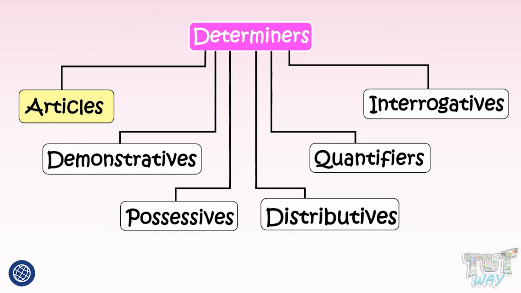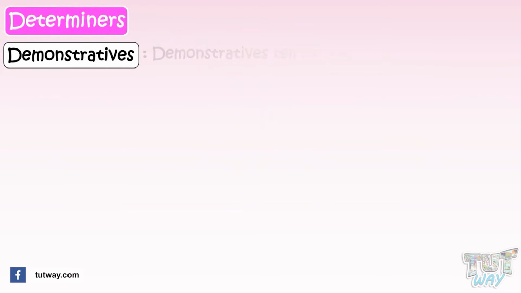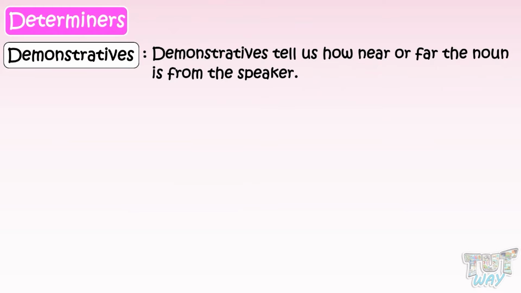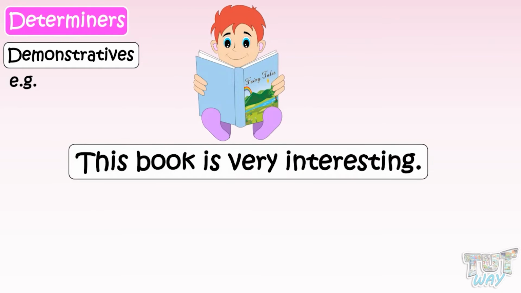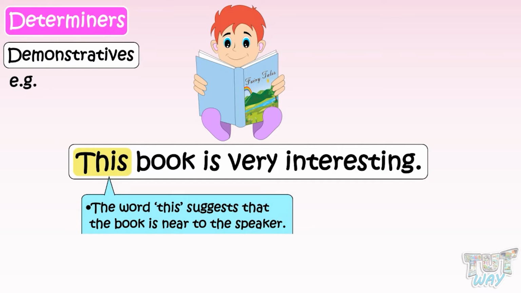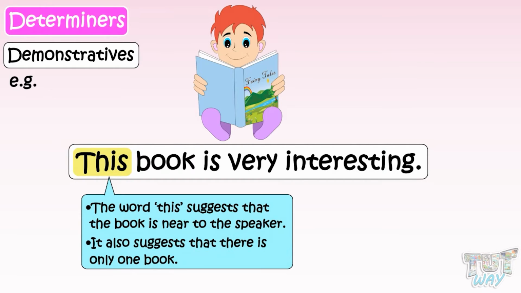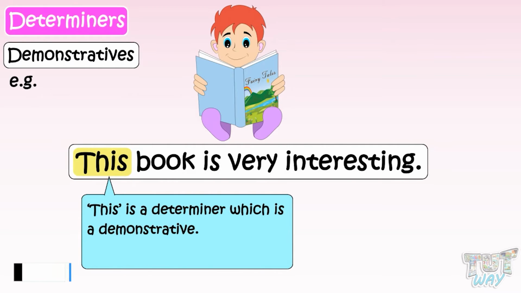Now let's learn what is the second category of determiners, and they are demonstratives. Demonstratives tell us how near or far the noun is from the speaker. For example, this book is very interesting. The word this suggests the book is near the speaker. It also suggests that there is only one book, as this is used for a singular noun. So, this is a determiner, which is a demonstrative.